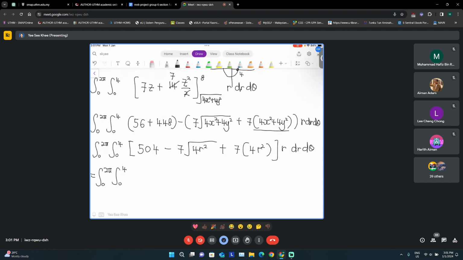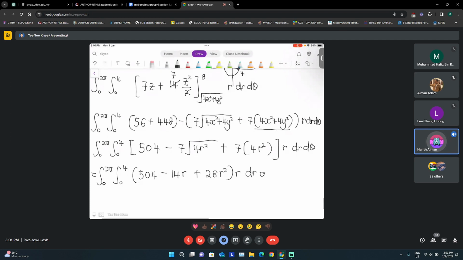Okay, so this one you could write it to be 504 minus 14r, right? 28r squared. Okay, it's okay. Madam, the one that is added should not become subtract. Right, subtract. Okay, sorry, this one should be minus. Yes, thank you for telling me. Okay, so this one should be minus.